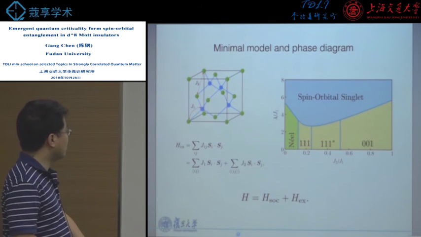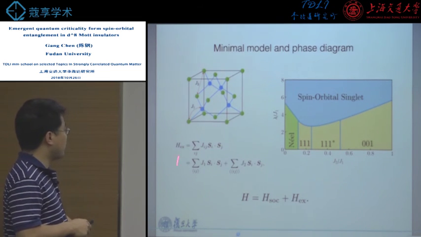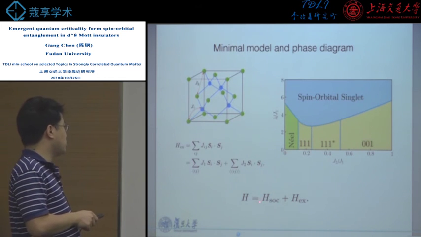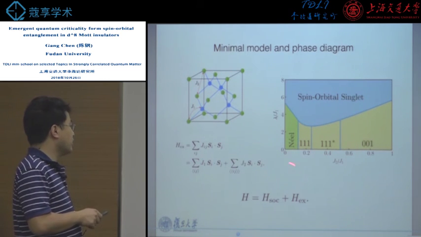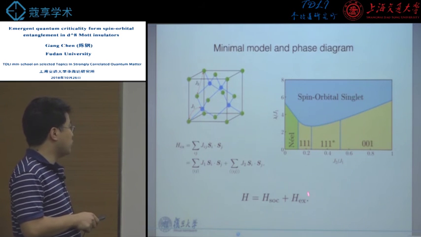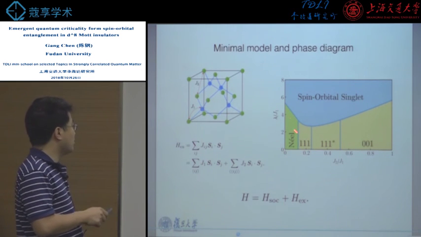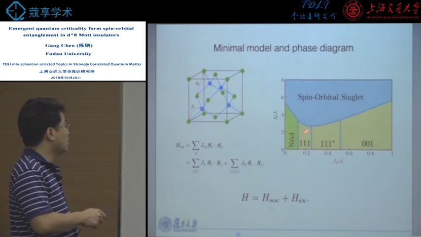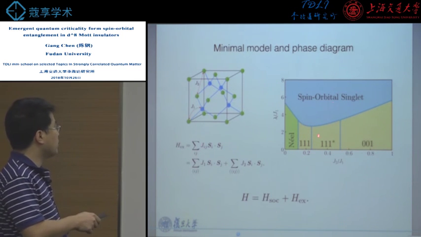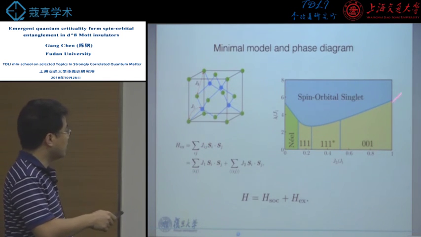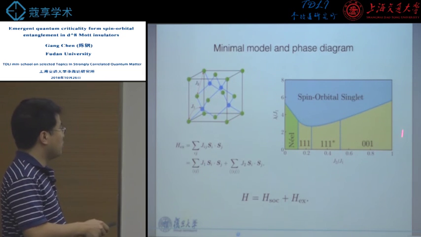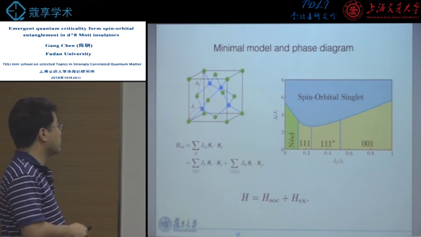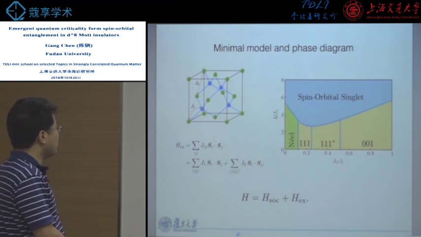So the physics is as follows. There is a CV exchange interaction in addition to this spin orbital coupling. The competition is due to the spin orbital coupling and exchange interaction. Exchange interaction would favor some kind of magnetism, of this sort, and the spin orbital coupling would favor a spin orbital singlet. So there is a competition between these two, and these two will give you this kind of phase diagram, just like what we derived earlier for the competition between single anisotropy and the spin orbital coupling. So that's the minimum model.